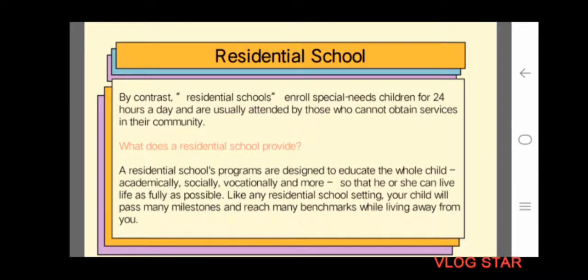So next is, what does a residential school provide? Residential school programs are designed to educate the whole child, academically, socially, vocationally, and more, so that he or she can live life as fully as possible. Like any residential school setting, your children will pass many milestones and reach many benchmarks while living away from you. That's what the residential school provides.